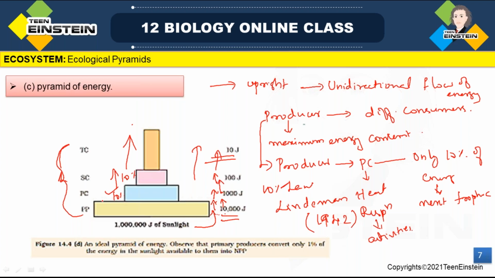So this is an ideal pyramid of energy. In this you can observe that the primary producer converts only 1% of the energy of sunlight which is available to them. Okay, finally we are getting only 1% of that energy.